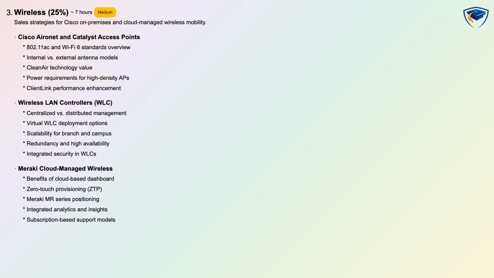The wireless LAN controller section explains centralized versus distributed management, virtual WLC deployment, scalability for branch and campus, redundancy and high availability, and integrated security functions. Meraki Cloud-Managed Wireless is also covered, focusing on the benefits of a cloud dashboard, zero-touch provisioning, how to position the MR series, integrated analytics, and subscription-based support models.